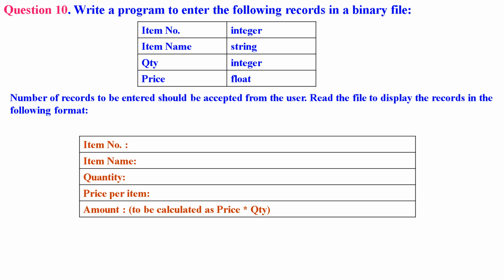Question 10. Write a program to enter the following records in a binary file. Item number integer, item name string, quantity integer, price float. The number of records to be entered should be accepted from the user. Read the file to display the records in the following format: item number, item name, quantity, price per item, amount, to be calculated as price multiplied by quantity.